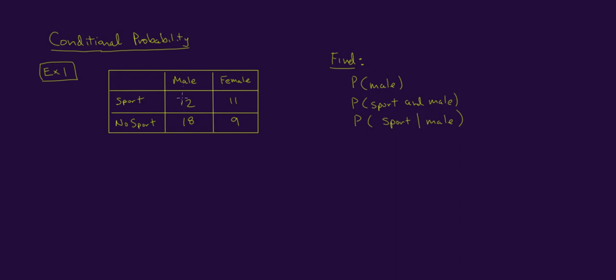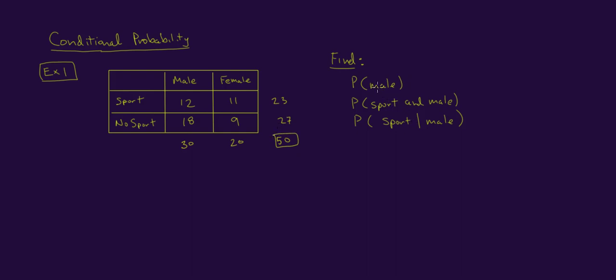And so among the males, it looks like there's a total of 30 males, and then there's a total of 20 females for 50 people altogether. And then as far as sports go, it looks like there's 23 playing sports and 27 not playing sports. Now, I'd like to double check that, make sure that I do have a total of 50.